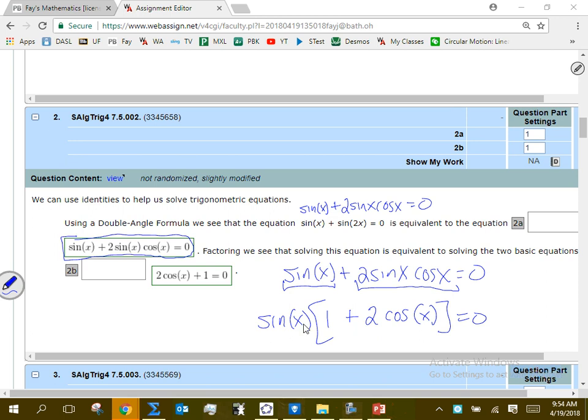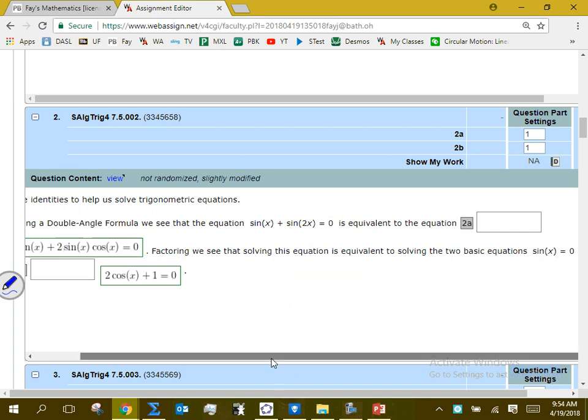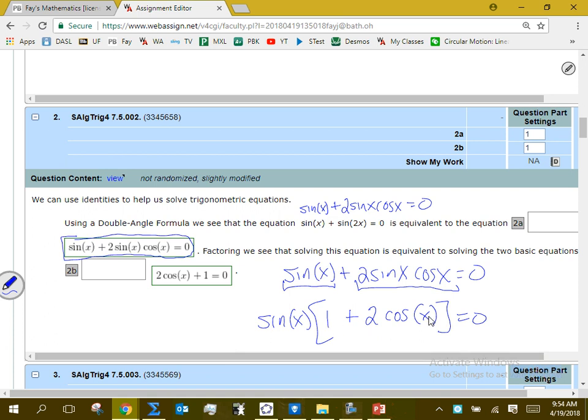And I think then, yeah, solving the two basic equations, you get sine of x equals 0, which would be that one right there. And then the other one would be 1 plus 2 cosine x equals 0, or 2 cosine x plus 1 equals 0. So they're just asking you to go that far, not going any further, just seeing what those two factors are of that original equation. So they're just trying to build those processes that we're going to use in questions maybe 3, 4, and 5. Does that help?